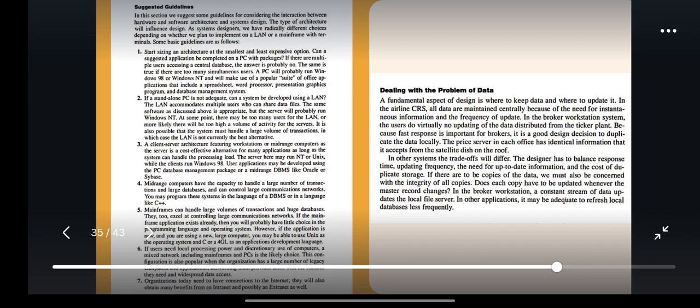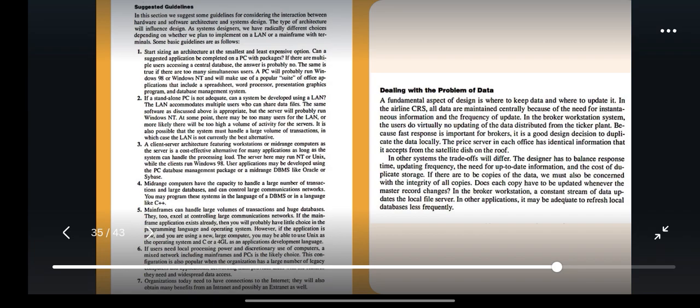Fourth is mid-range computers have the capacity to handle a large number of transactions and large databases and can control large communication networks. You can program this system in the language of a DBMS or in a language like C++.